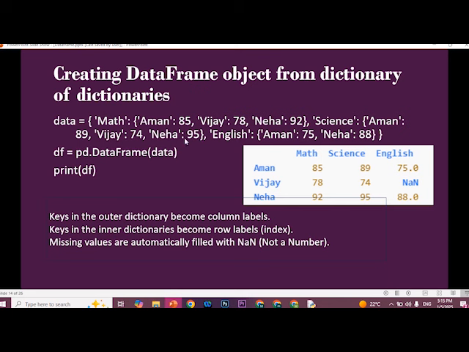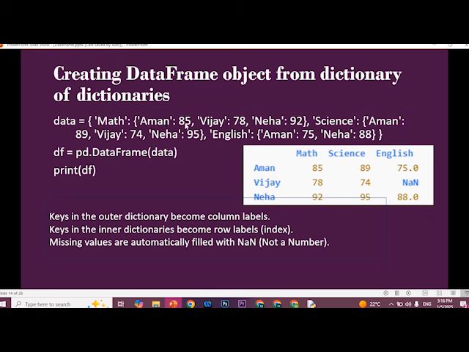Here, now we pass this data to our data frame function. How will the data frame be created? The keys of the main dictionary. This outer dictionary is our main dictionary. The keys of the main dictionary, which are they? Math, science, English. This will be the column headers. When we create the data frame, the keys of the outer dictionary, the main keys, will be the column names. And the keys of the inner dictionary will be the row index.